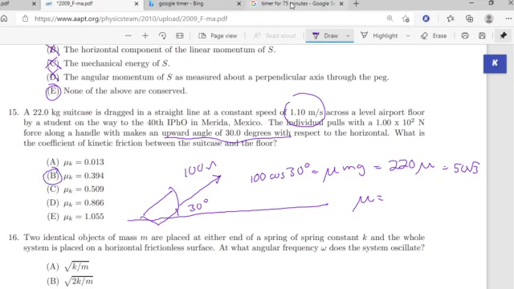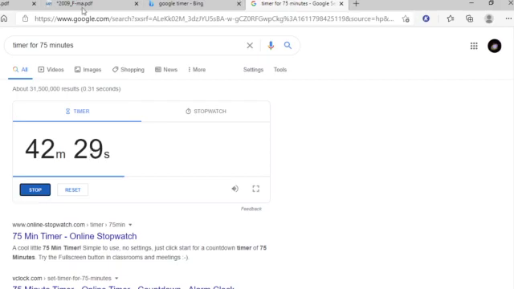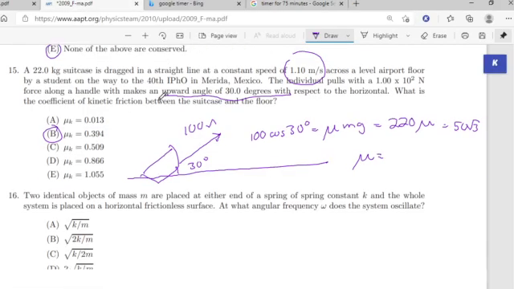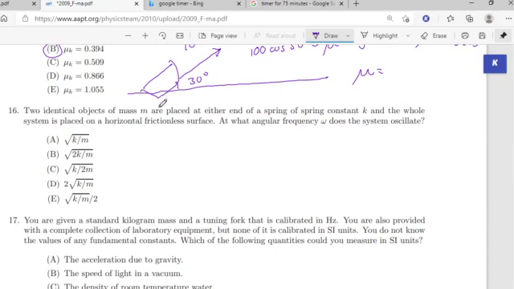Okay, let's see how we're doing on time. Not bad. We haven't even used up half of our time. We're still looking good.